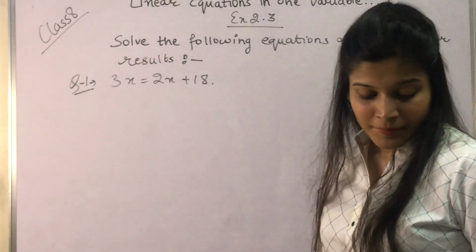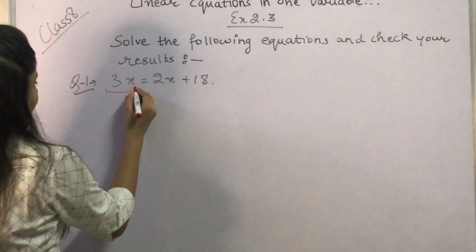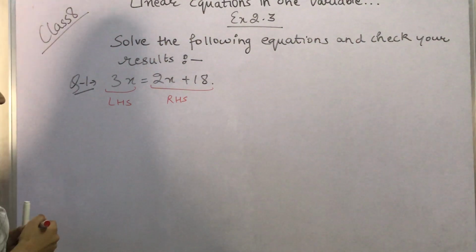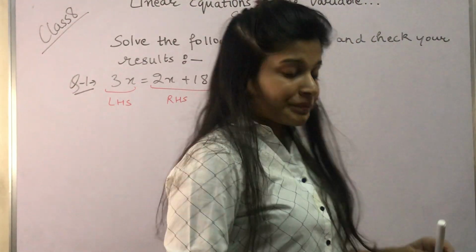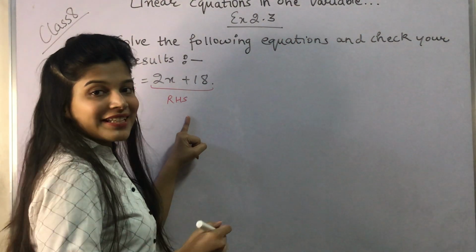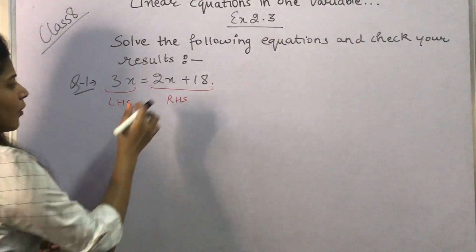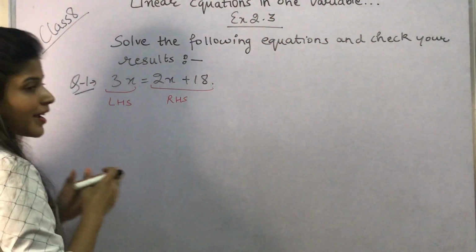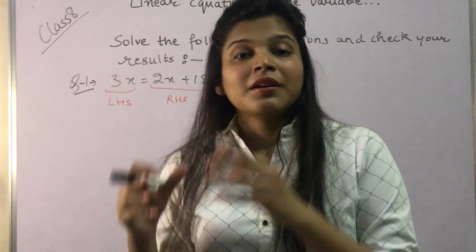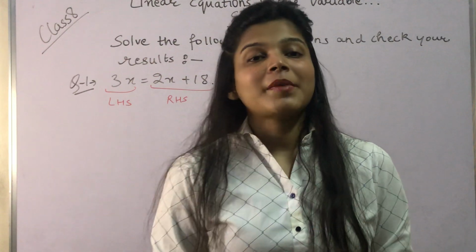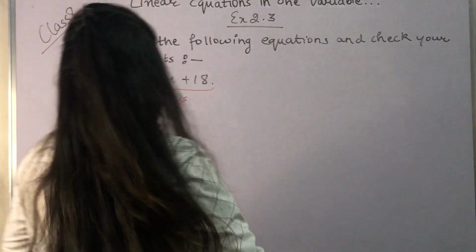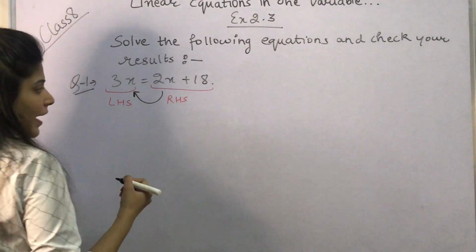So in this question, we know that this is the LHS, left hand side, and this is the RHS, right hand side of the equation. Now we can see 3x on the left hand side and 2x plus 18 on the right hand side. So this 2x we can also take to the left side. We can transpose 2x. Why? Because then we can equate x and x and we will be left with 1 times x, so that we can find the value of x.